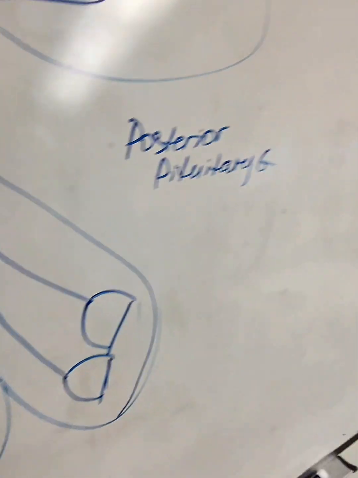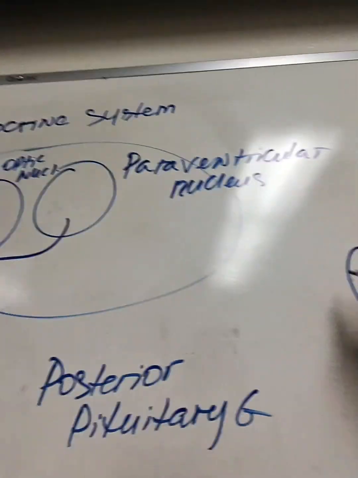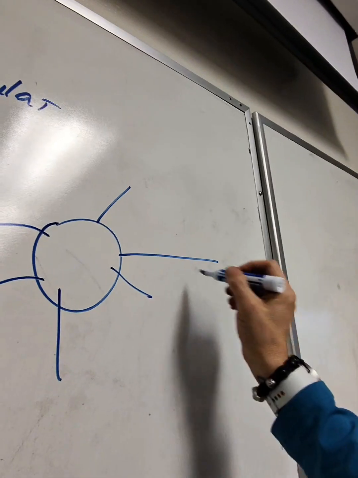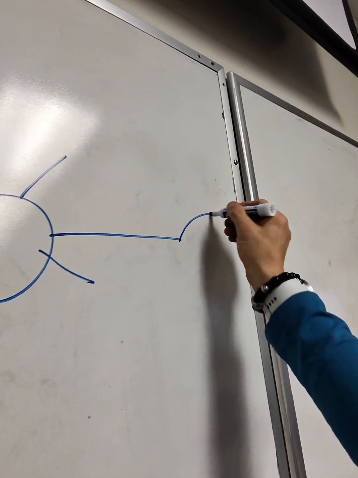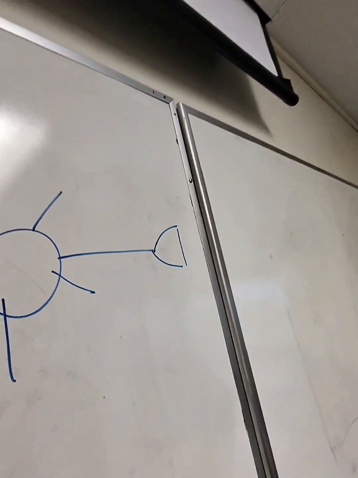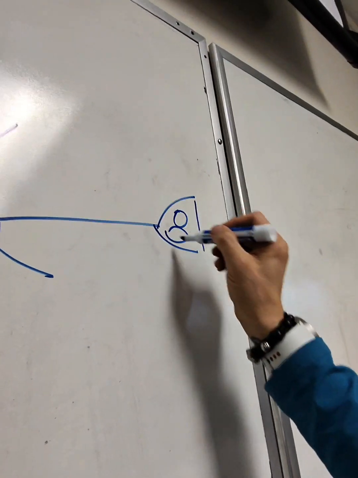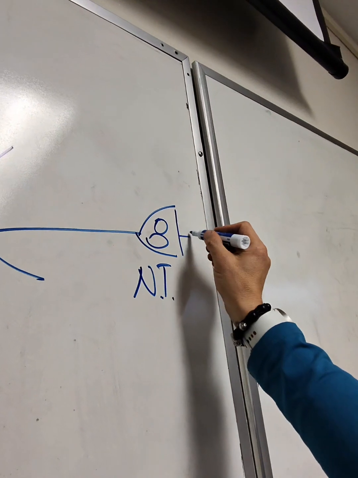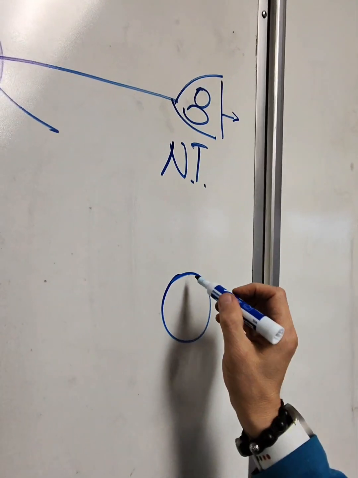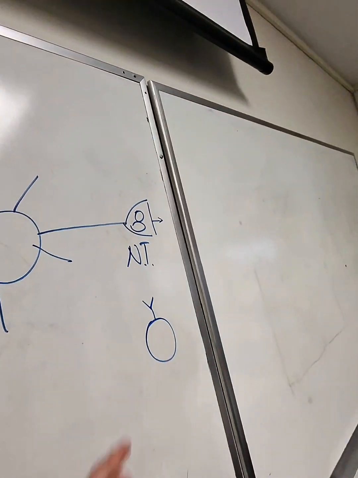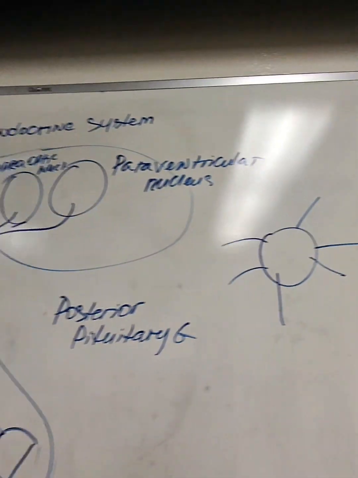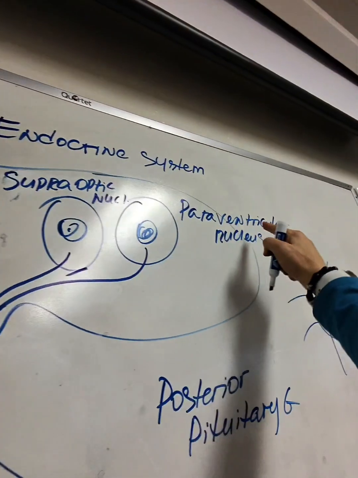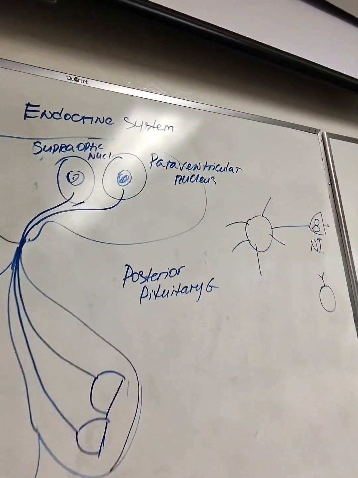So basically, when you look at the neuron, it has a cell body, like this, has this dendrite, right? And it has an axon through which we conduct electrical current. And at the end, we have axon terminals. Within the axon terminals, we have vesicles with neurotransmitters. And that will excite a cell receptor. The neurotransmitter will excite the cell receptor. So here's the cell body with the nucleus, right? Paraventricular nucleus and supraoptic nucleus.